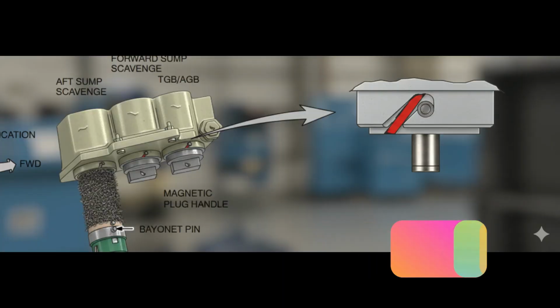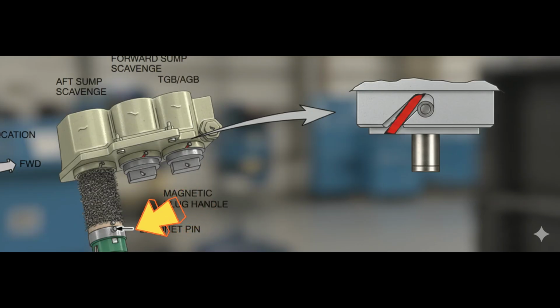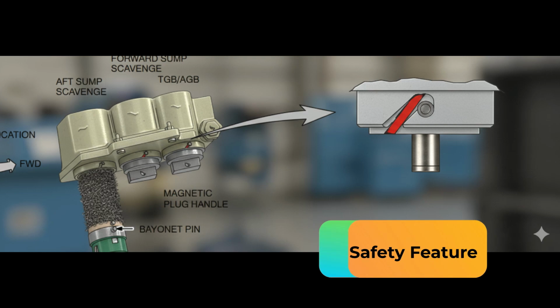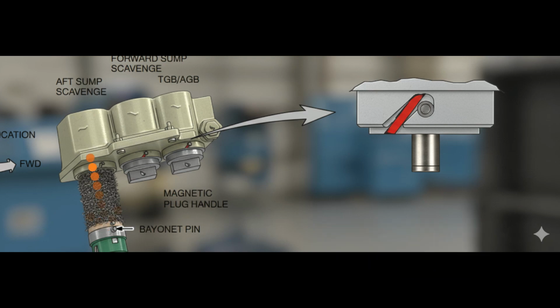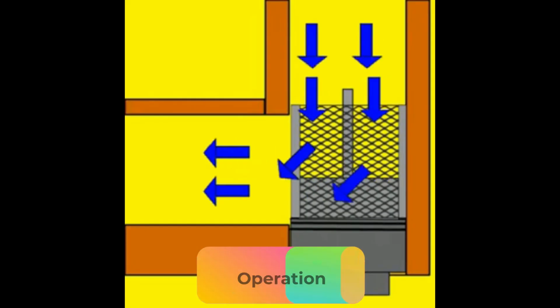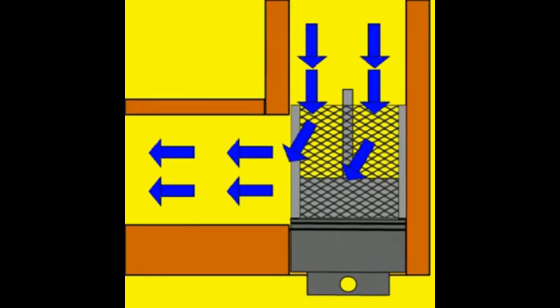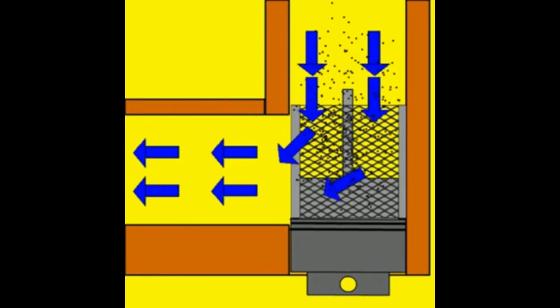Installation. The detectors utilize a spring-loaded bayonet lock that fits into a corresponding housing. Safety feature. An internal check valve within the housing prevents oil loss when the chip detectors are removed for inspection. Operation. Return oil from the scavenge pumps flows directly over the magnets positioned at the center of the detector.